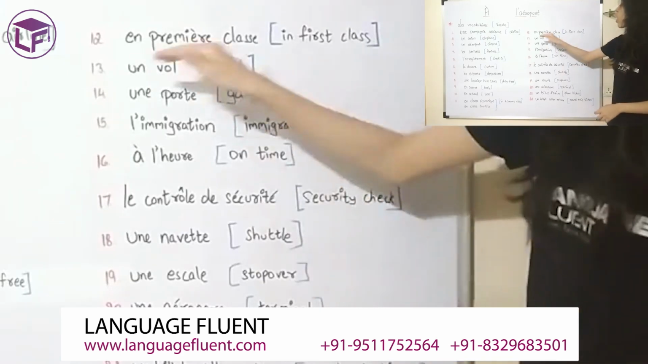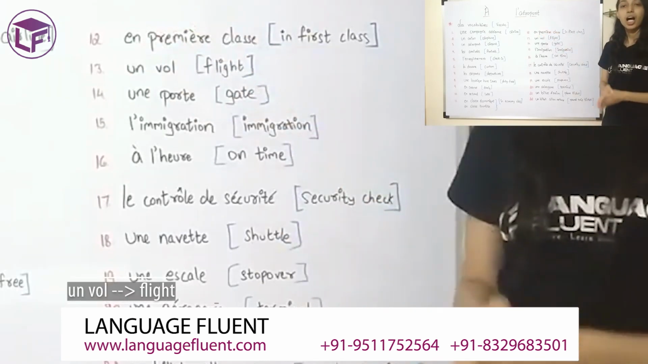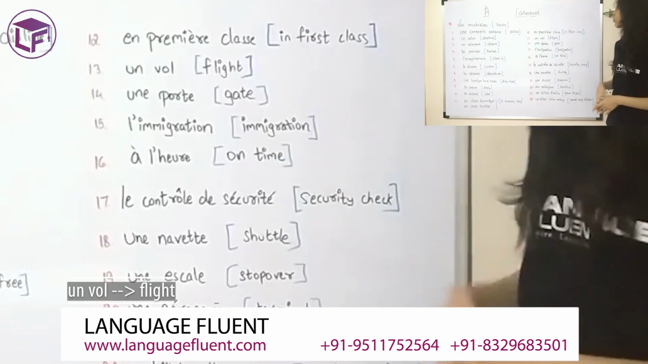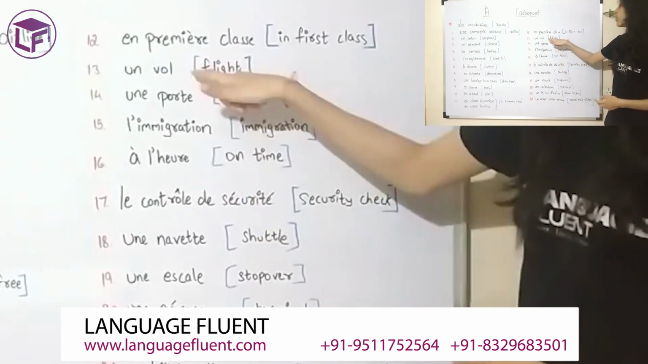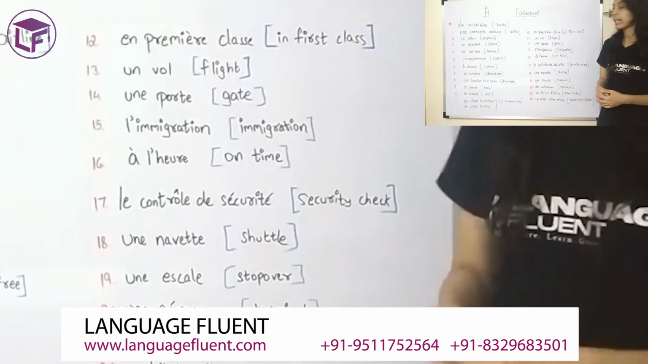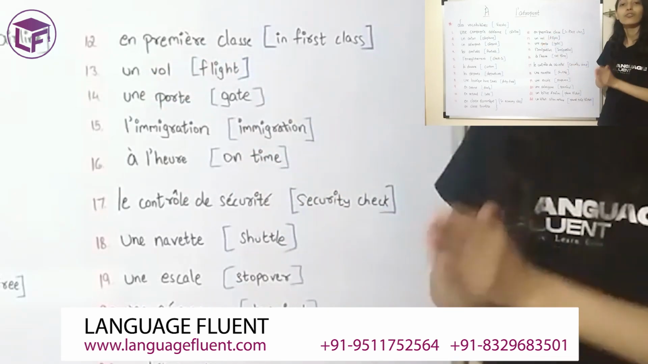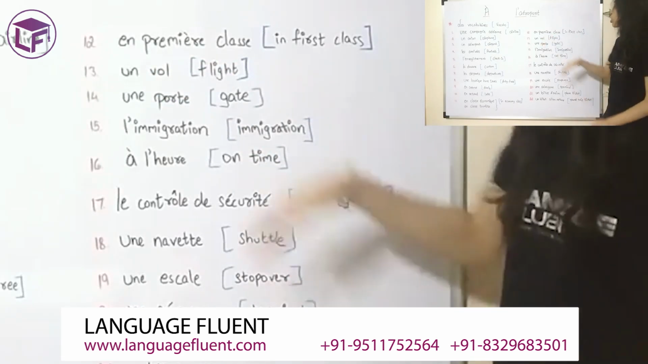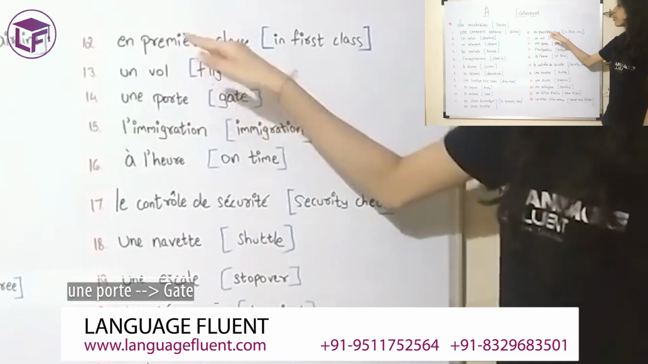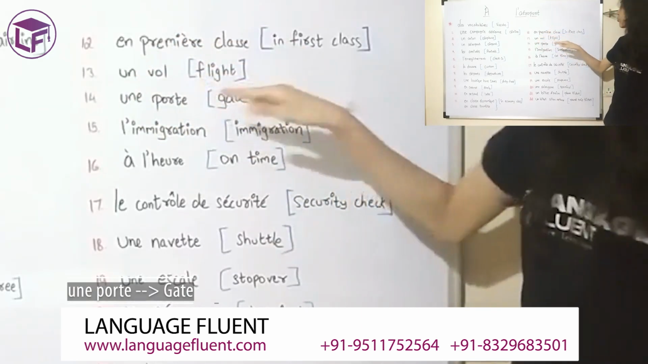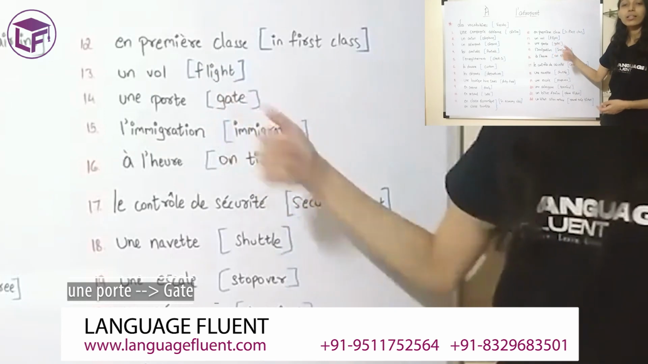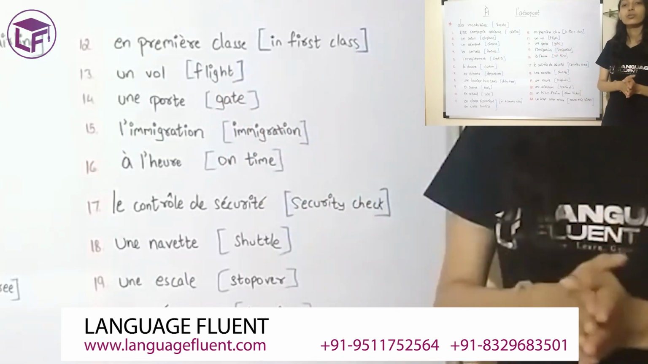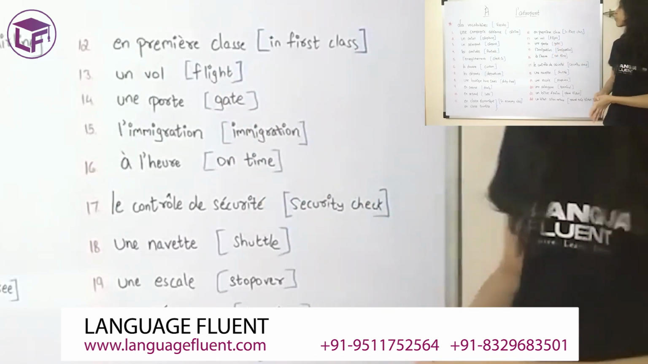Then we have un vol, which means flight. Vol is masculine, so we are writing un vol. Then we have une porte, which means gate. Porte is feminine, so we write une porte.